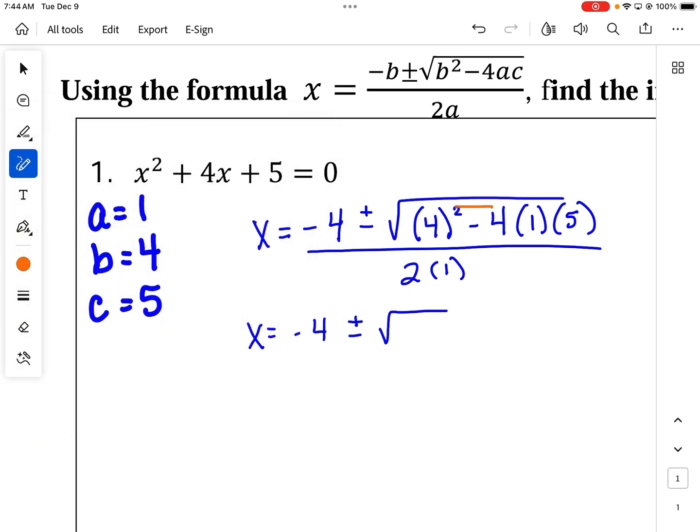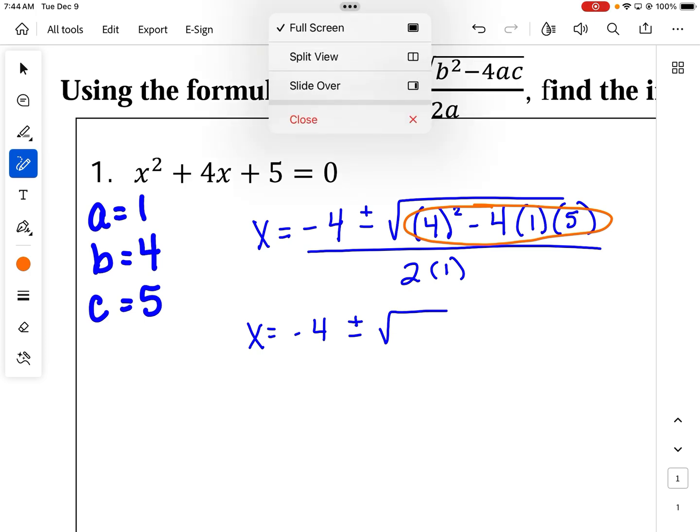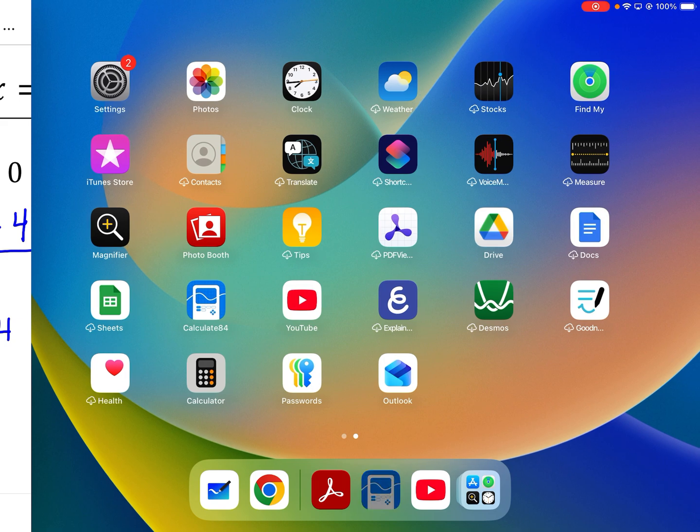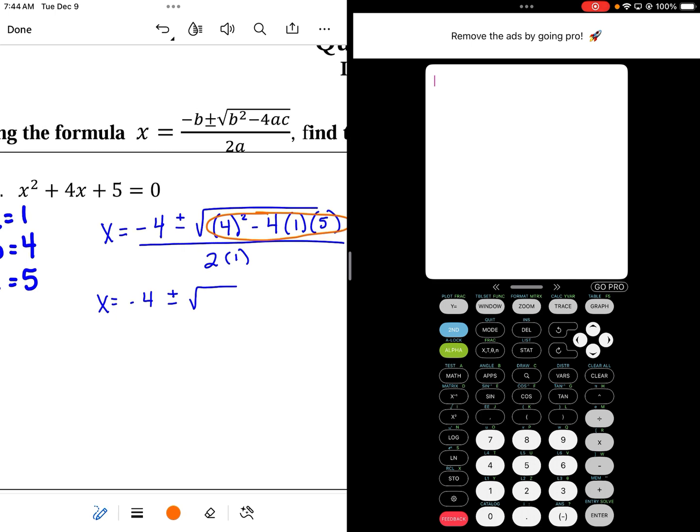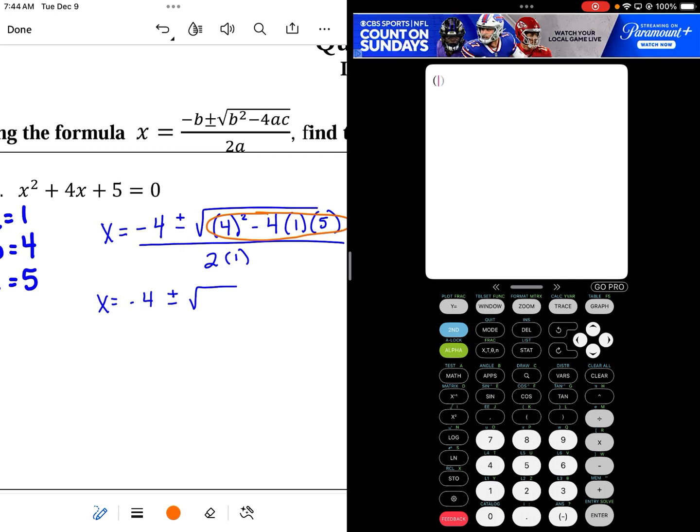This one's going to be a smaller square root because we're actually going to find out what this is by using the calculator. Negative 4. So I do want to go ahead and show it though. So here we go. Four squared minus 4 times 1 times 5. So negative 4, over 2 times 1, it's just 2.